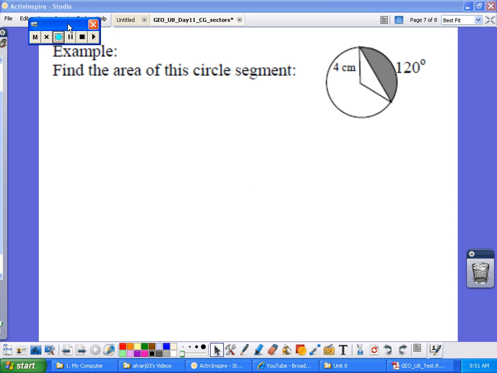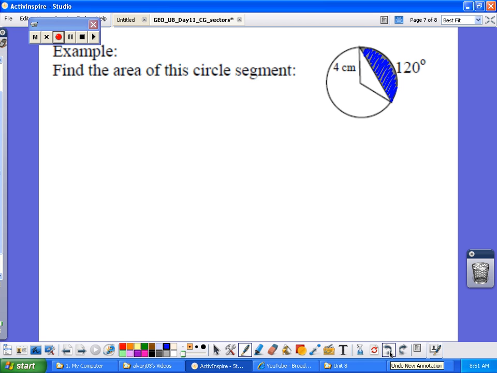Alright, so on this one we're going to find the area of the circle segment. So what I'm looking for is only this part right here. The idea is that I find the entire sector and then I take out the part of the triangle and it leaves me the circle segment.